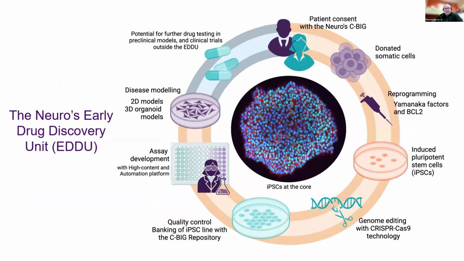Over the last 10 years at the Neuro and McGill, we've built a group called the Neuro's Early Drug Discovery Unit, or EDDU for short. Some of you may have heard about it, many of you may not, that's fine. We're an integrated group. Everything is focused on human iPSCs at the core: how to make iPSCs from individuals with Parkinson's and other disorders, then do high quality QC and CRISPR editing. The guts of what we do is make them into models that help researchers and companies on the first step in the discovery process.